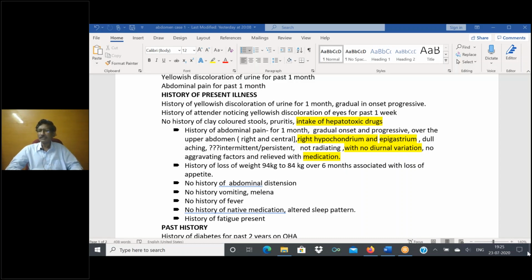I'll give you a clue. Patient is a hypothyroid. He has documented. I think pruritus he has mentioned. Aravind has mentioned pruritus. He has mentioned no history of clay-colored stool. Vishnu has entered urine output. Justify. Why urine output?